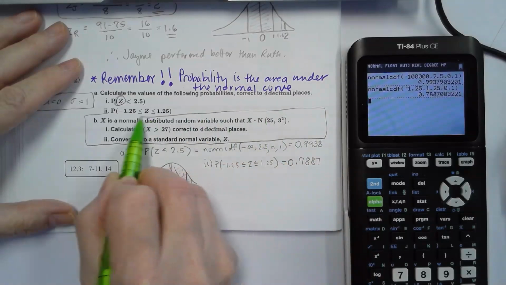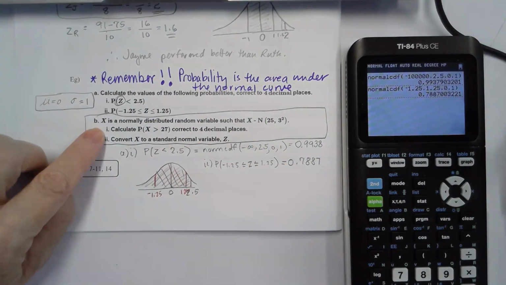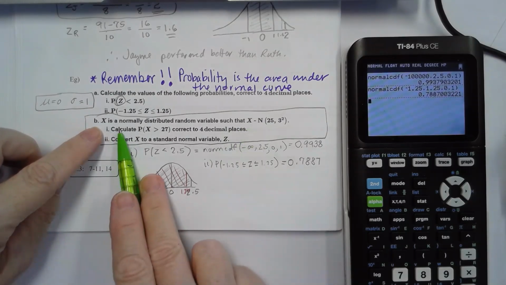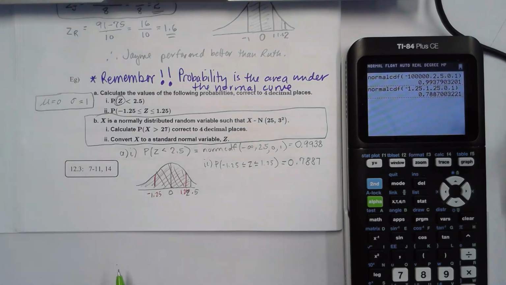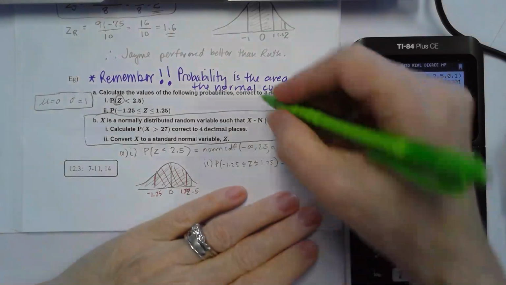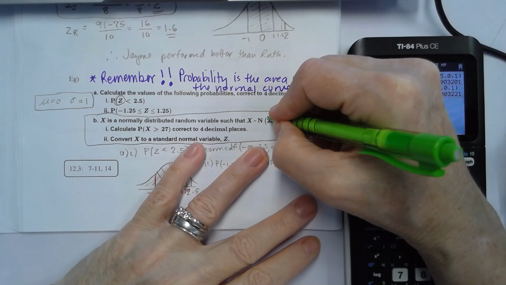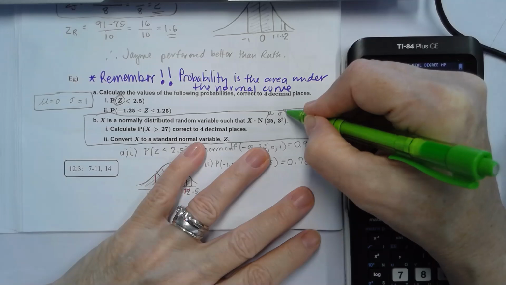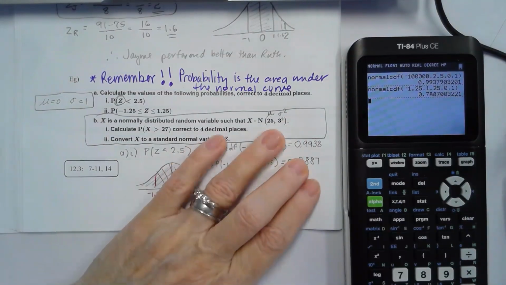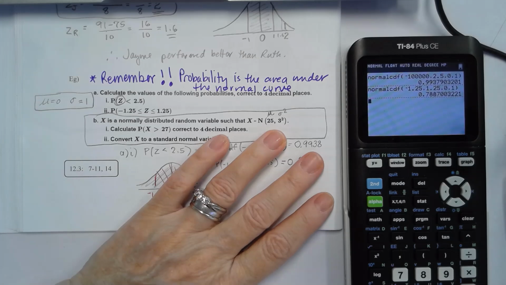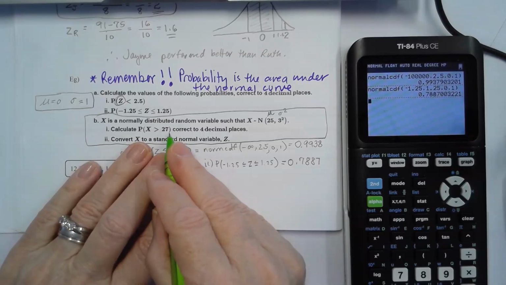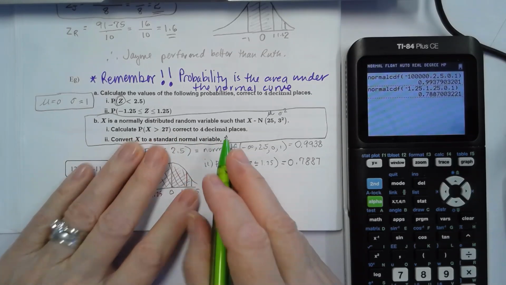Without too much worry. So it says X is a normally distributed random variable, such that X is normally distributed. It says that. And then it says 25 and 3 squared. What is that? Yeah, it's the mean and the variance. So this is the mean, and this is standard deviation squared. So the standard deviation is 3. So it says calculate the probability that X is greater than 27, correct to 4 decimal places.